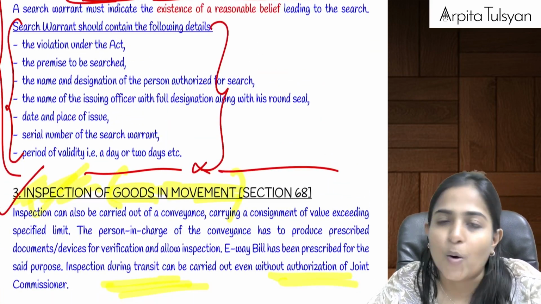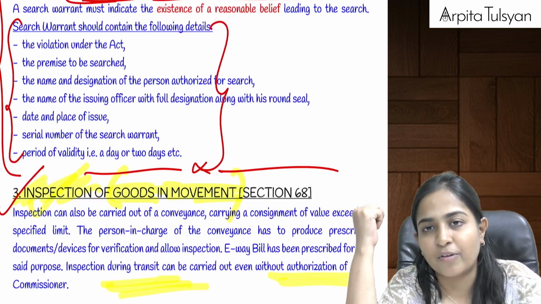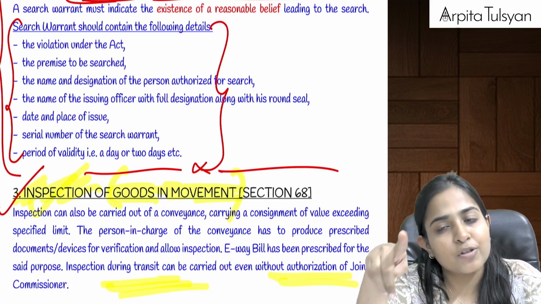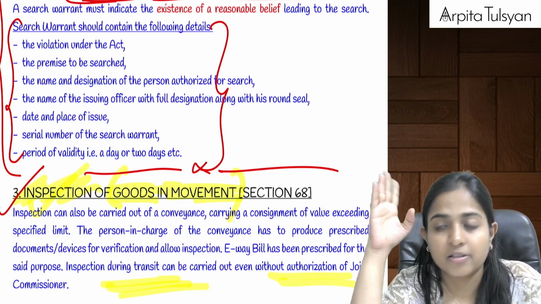Yes, this was all about your section number 67, which contained mainly 3 provisions. One was inspection, the second was confiscation, and the third was search and seizure provisions.